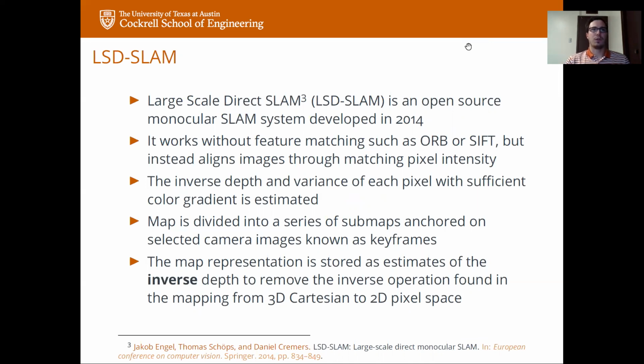LSD-SLAM is a fairly well-known open-source direct SLAM algorithm. As I mentioned before, this means that pixel depths are estimated directly, without feature matching. The map is divided into a series of submaps which are anchored on selected camera images known as keyframes. One interesting quirk of LSD-SLAM is that the map representation contains estimates of inverse depth. This is what necessitates the previous discussion of gamma distributions.